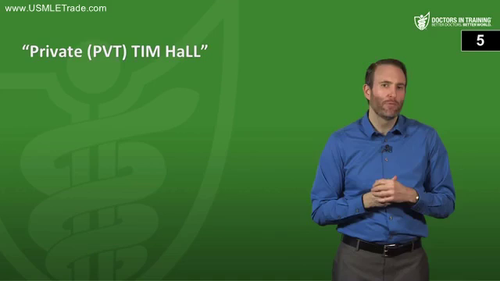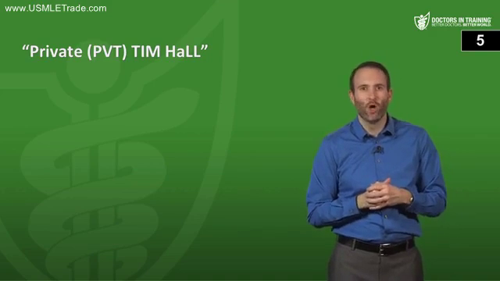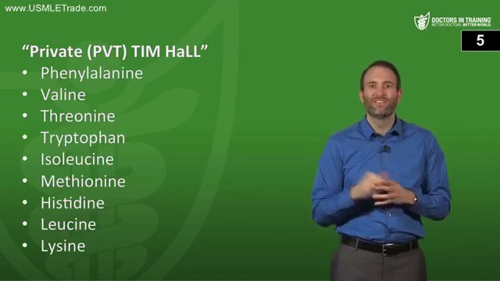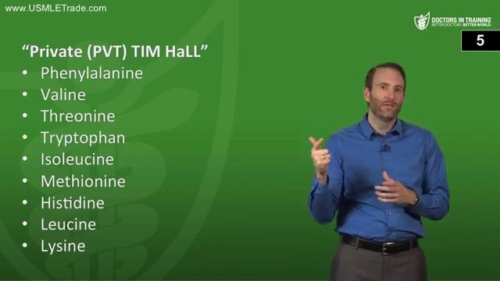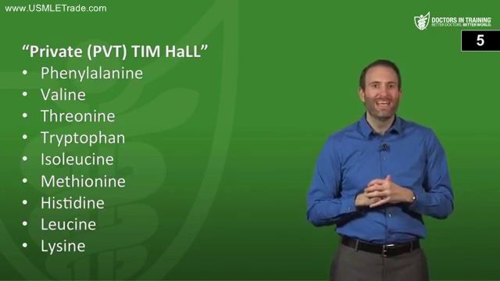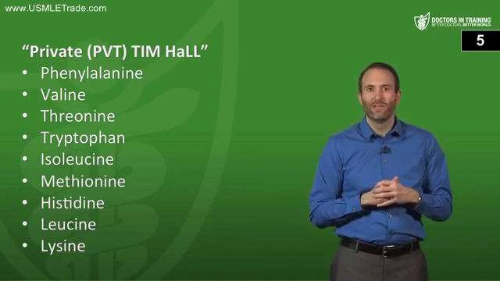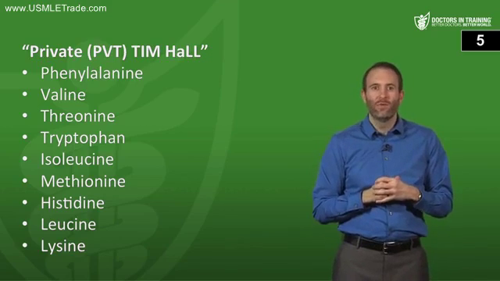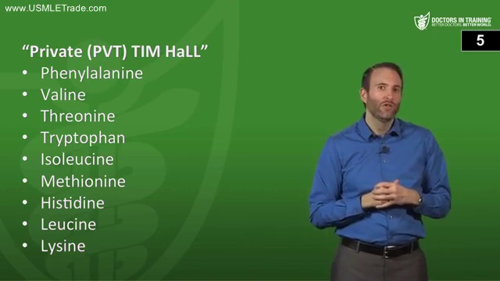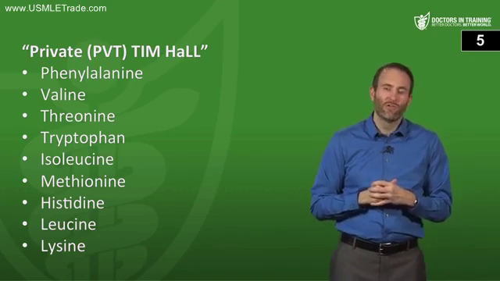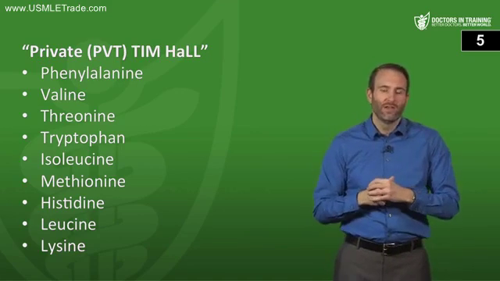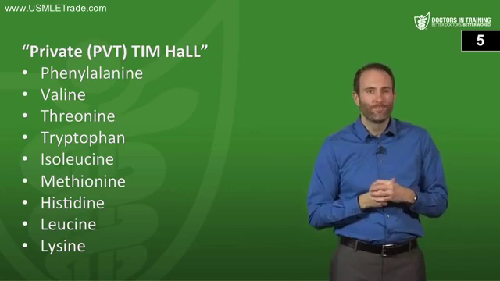All right, first question. What are the essential amino acids? Remember, we use that mnemonic Private Tim Hall. So PVT is for private. So that's phenylalanine, valine, and tryptophan. And then Tim is for the T. First T is threonine, isoleucine, methionine, and then we have the Hall, histidine, leucine, and lysine. So those are the essential amino acids. We have to eat those because we can't make them.